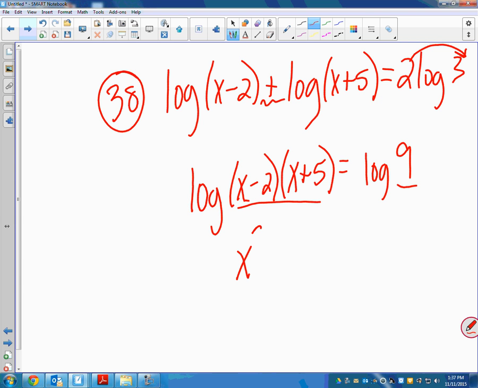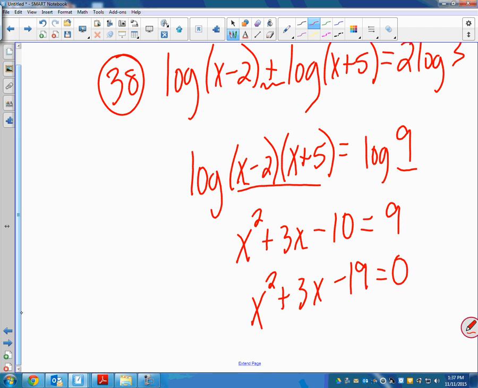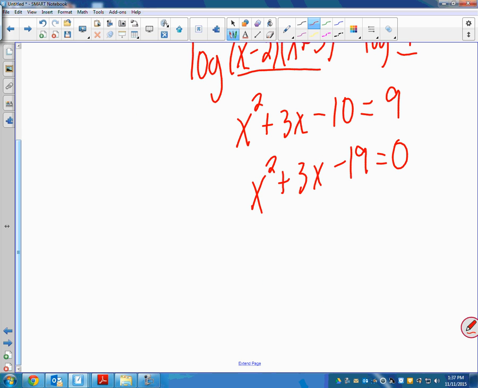I'm just going to go ahead and FOIL it out and say x squared plus 5x minus 2x would be plus 3x minus 10 equals 9. Is that true? So minus 19. I don't want to do the quadratic formula anymore. You should be getting pretty good at it if you're not there already. It should be almost like addition at this point for you. We do it so many times.